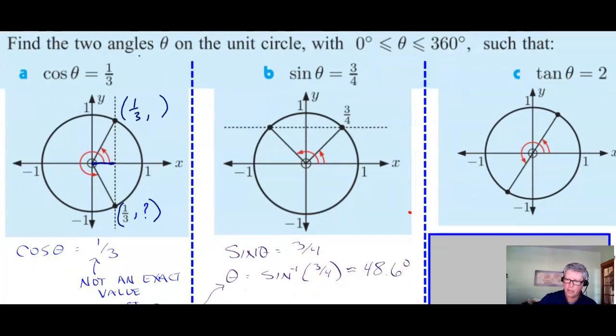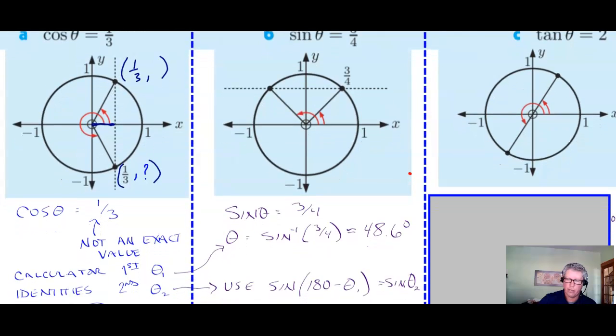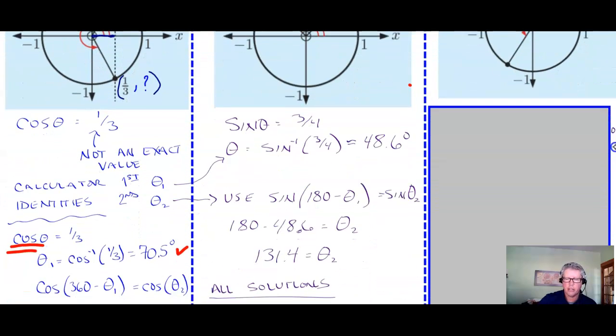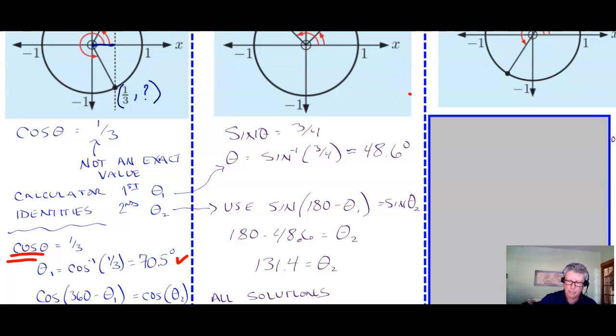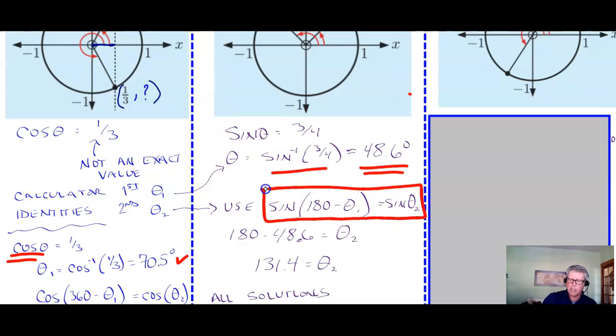There we go. All right, so the sine of 3/4, it's not an exact value, so I use my calculator in degree mode, and I get my first answer, 48.6 degrees. Since I'm using sine, I'm going to use this identity, which means if I know the first one, I can get the second one by taking 180 minus the first one. So 180 minus the first one will give me the second one. Those are the two critical angles, and now I am done.